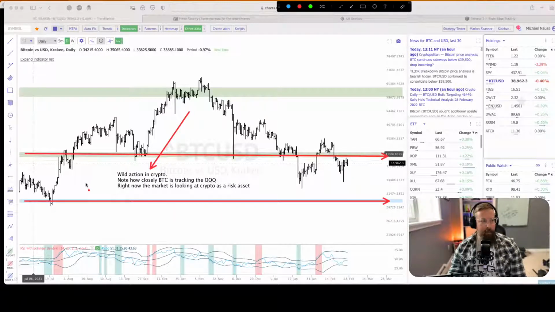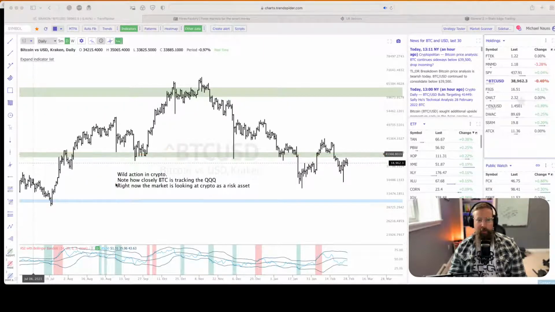Right now Bitcoin is basically just acting as a risk-on asset. So what I mean by that is, people thought Bitcoin would be an inflation hedge.